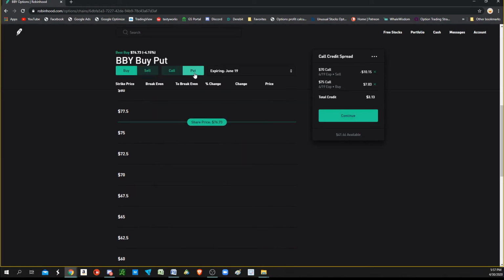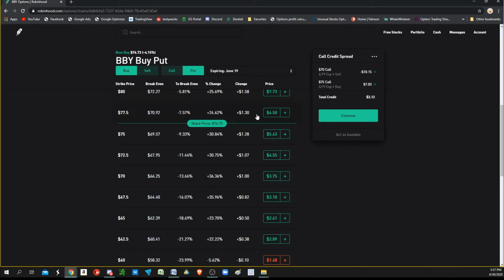So now we're going fishing for the put side. June 19th, I have $3.13 in free money. So if I want to go 67.50, add that. It cost me a total of 3 cents.